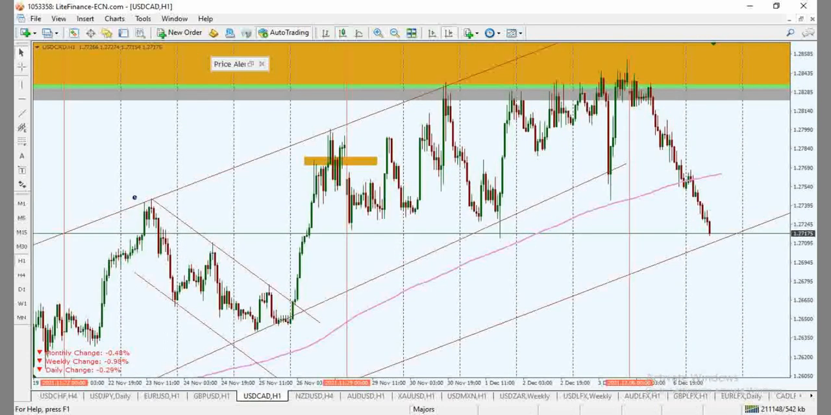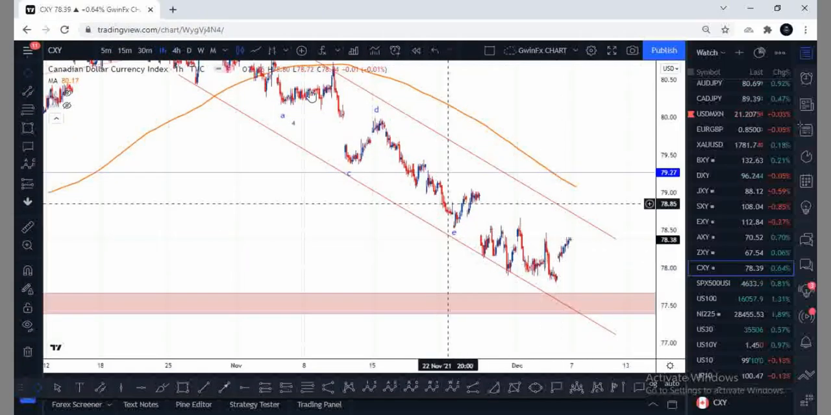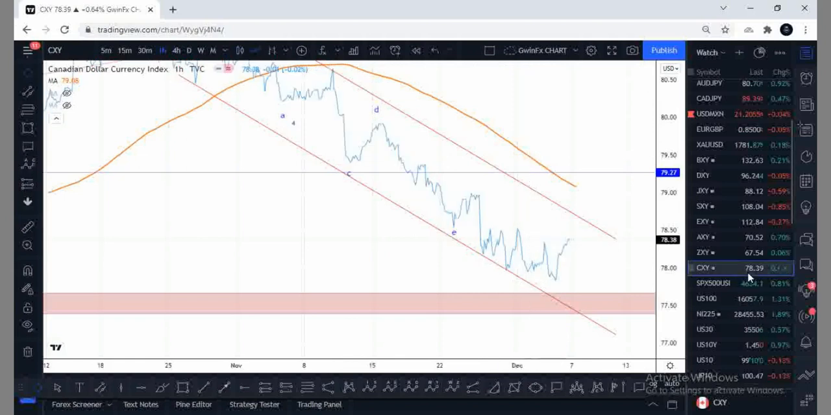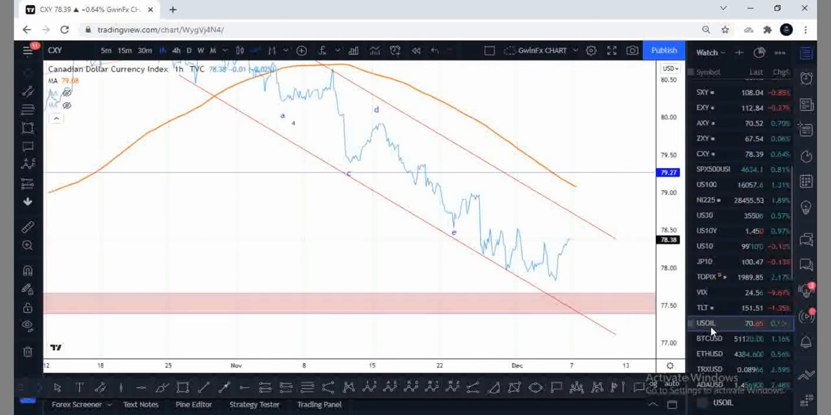All right, so that could also be because of massive CAD strength. That also reflected on crude oil today. And that could be massive CAD strength, because we've seen that price has moved 0.64% in the day, and that's massive CAD strength. All right, so we also see that reflect on US oil.